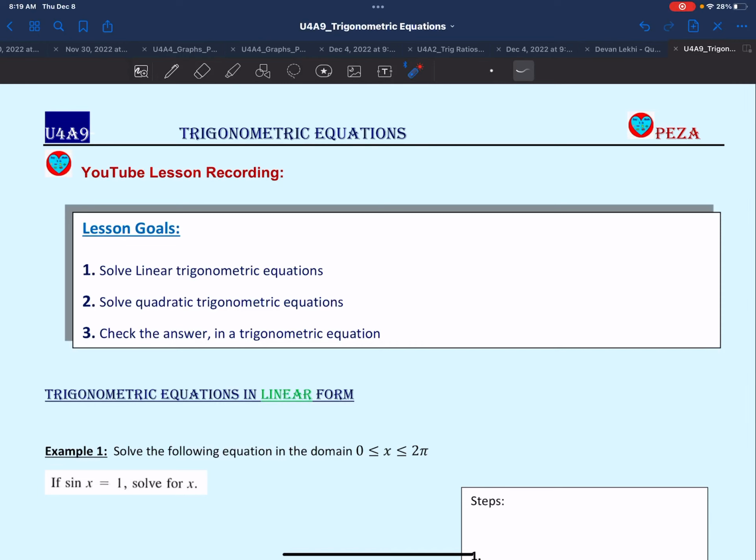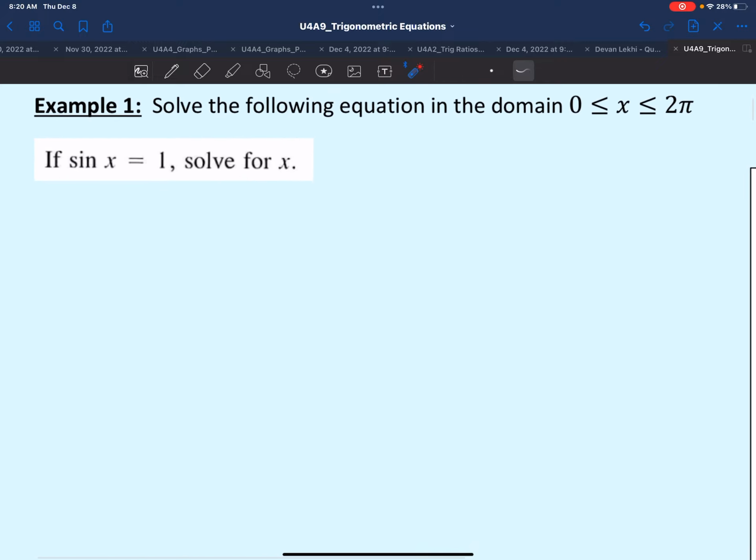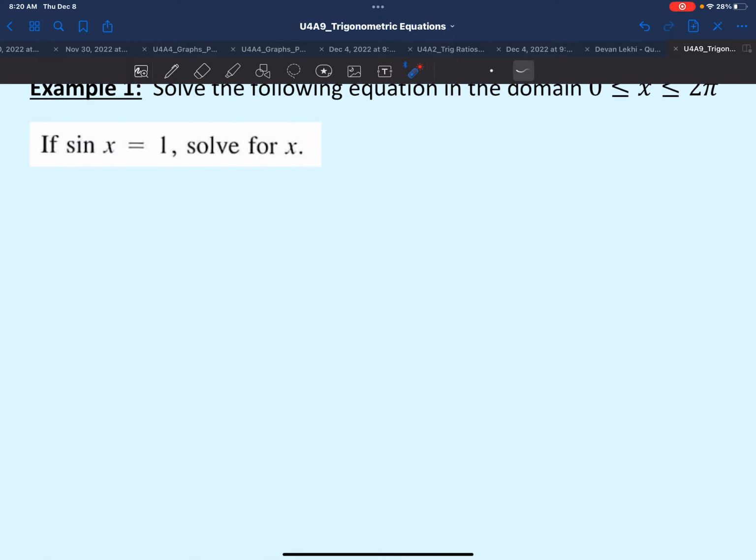In this lesson, we'll discuss various strategies to solving trigonometric equations, which are equations that involve one or more trig ratios of unknown angles. So let's start off with one of the simplest examples of a trig equation, sine of x equals 1. In this case, we're trying to solve for the unknown angle x when we know that the sine ratio of x equals 1.